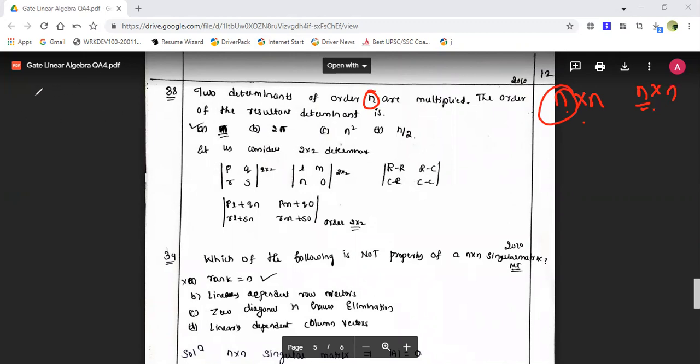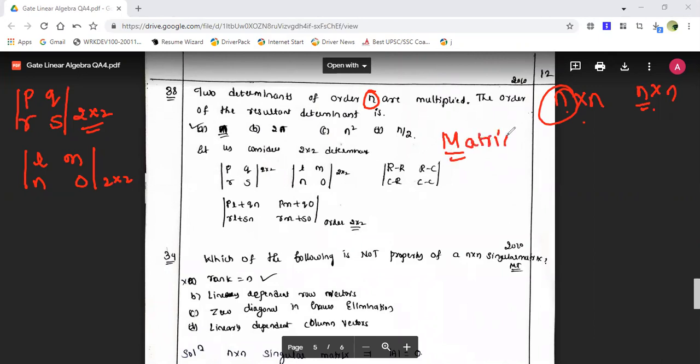So let me take some 2 cross 2 determinant, say this is P, Q, R, S. This is my 2 cross 2 determinant. Similarly, I will take one more determinant L, M, N, O. This is again my 2 cross 2 determinant. Whenever you are multiplying matrices, you have to consider row into column. But in case of the determinant, you can consider row and row, row with column, column and row, or column and column. So anything is possible in case of the determinant.